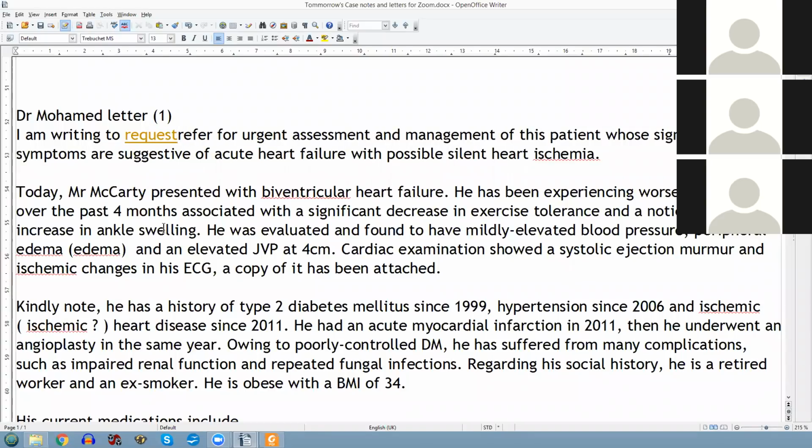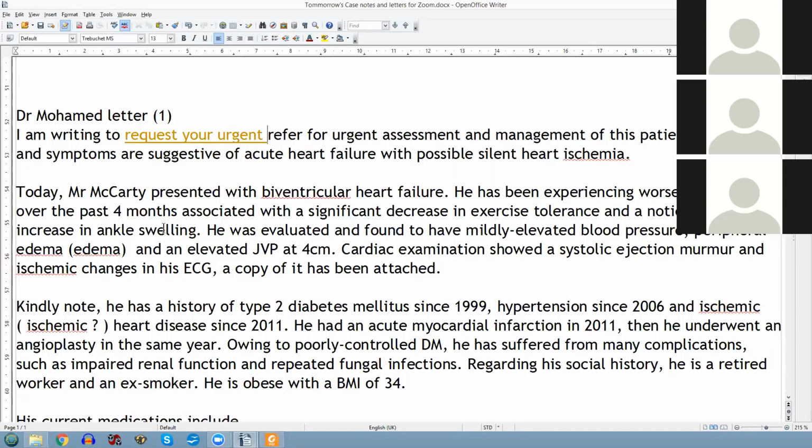So I would do something like this: I'm writing to request your urgent assessment. Yeah. So I would probably do, so make sure it is clear who you're writing to. I'm writing to request your urgent assessment and management of this patient and signs and symptoms. Okay, good, right. So don't forget, either make it a subject or an object, okay? I'm writing to request your urgent assessment, okay?